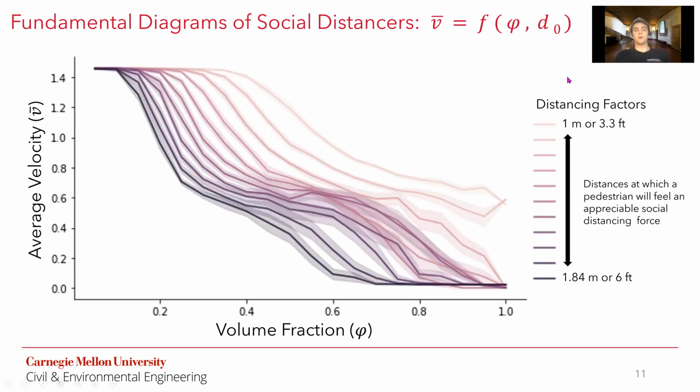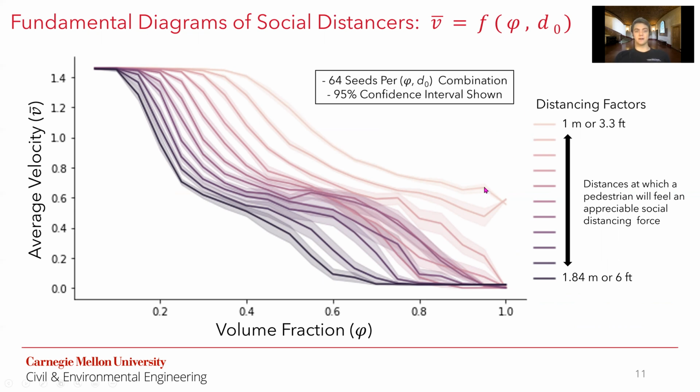Here, we show fundamental diagrams based upon our simulations, spanning the full range of densities and all 11 distancing factors. Each data point on the plot represents an ensemble of 64 average simulations, and the shading shows the associated 95% confidence interval. We can see a couple of striking trends here, most notably our hypothesis that an increase in distancing factor will result in a leftward shift of the fundamental diagrams holds up remarkably well. It is also pretty striking to see how drastically the average velocity drops for high distancing factors.